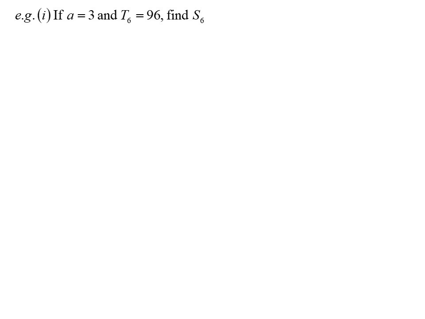In this case, I know the first term. I also know the last term because they want the sum to 6 and they've told us what term 6 is. So I can use that n on 2 (a plus l) formula. Substituting in, and we get 297.